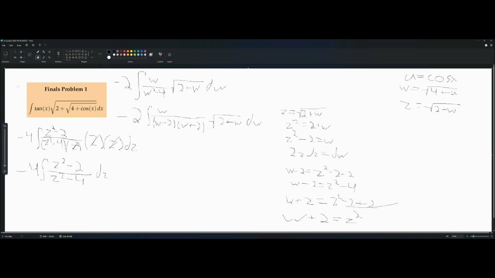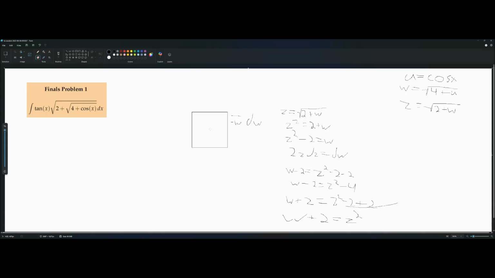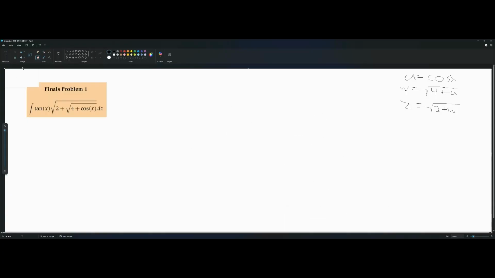Okay, so let's rewrite that. Let's erase all of this. Let's make this easier for us. Okay. We have the integral of z squared minus 2 over z squared minus 4 dz. So now what we can do is divide these to get something that will be easier to integrate.